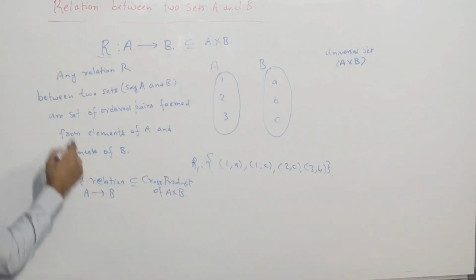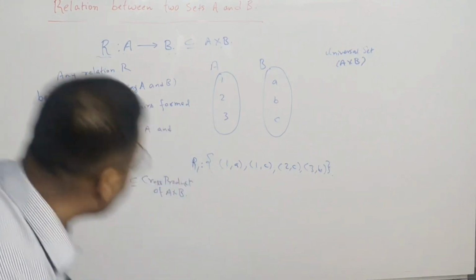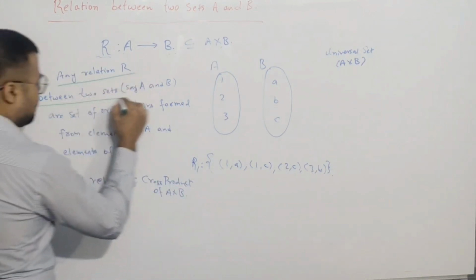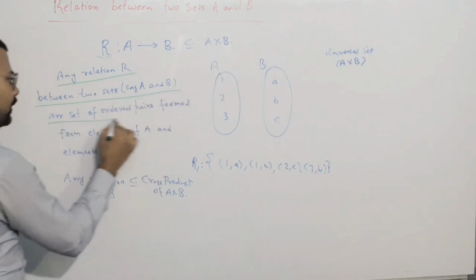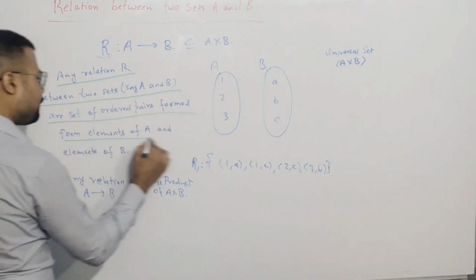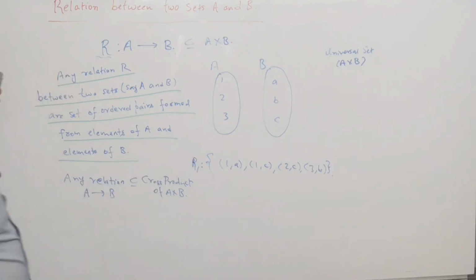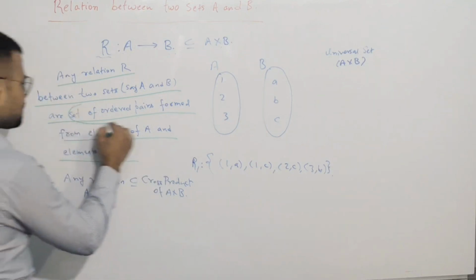So the definition of relation that I have written here is: a relation R between two sets A and B is a set of ordered pairs formed from elements of A and elements of B. Right? A set of ordered pairs.